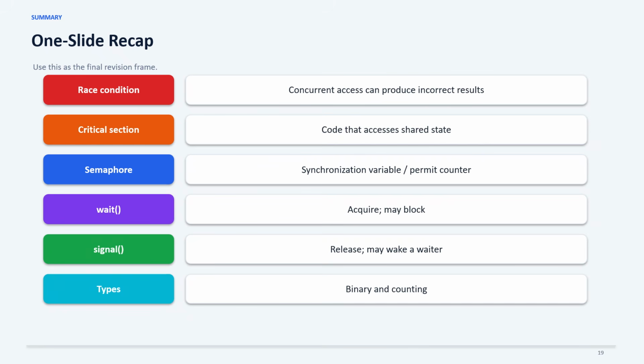Semaphores can be broadly understood as binary or counting semaphores. Binary semaphores are useful for one-at-a-time access. Counting semaphores are useful when multiple instances of resources are available.